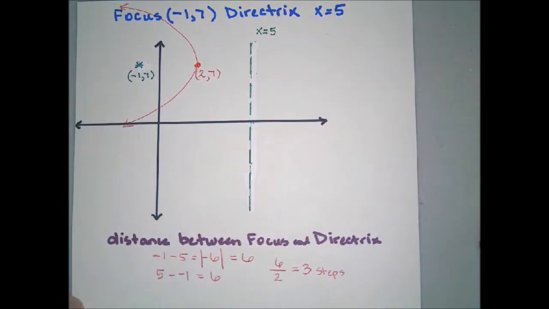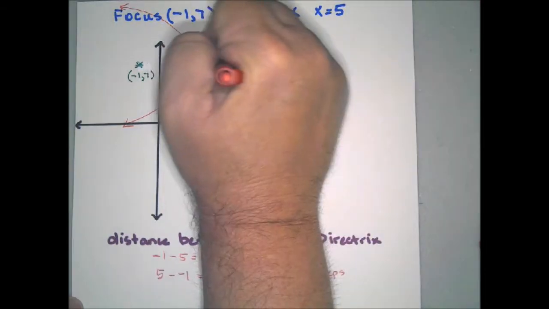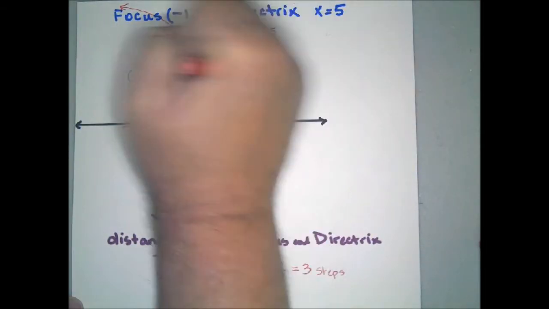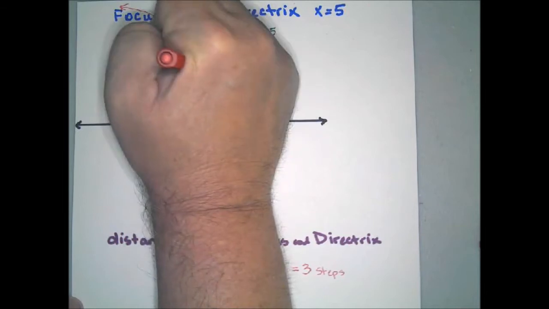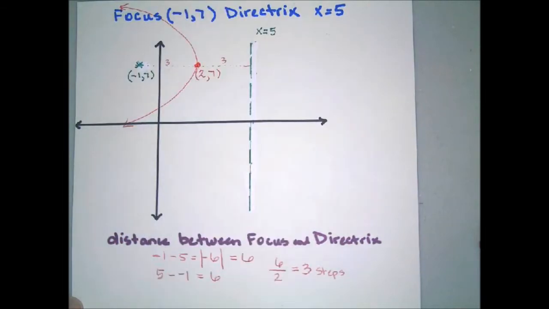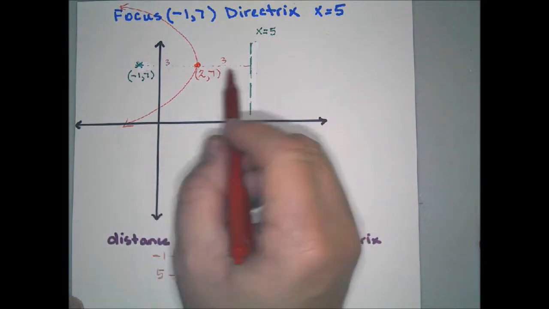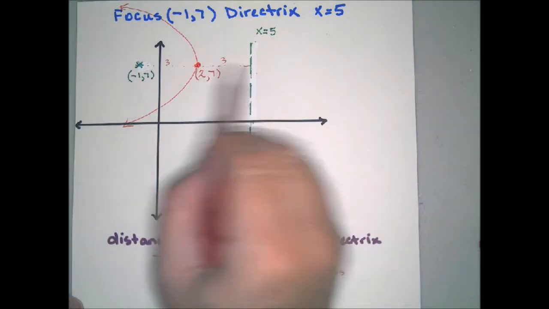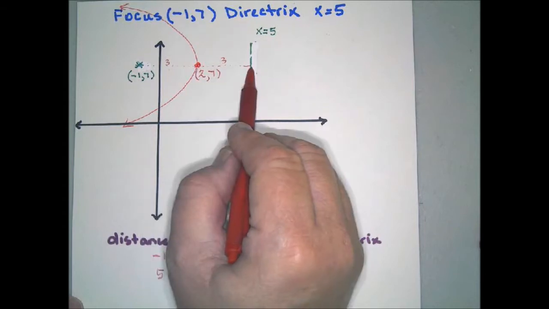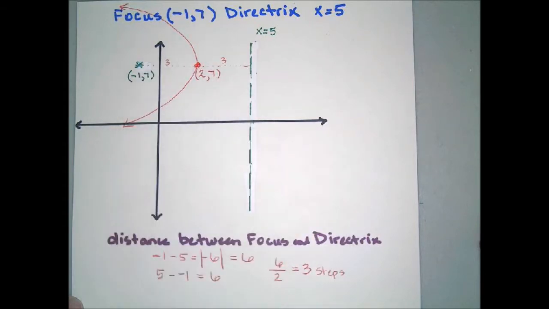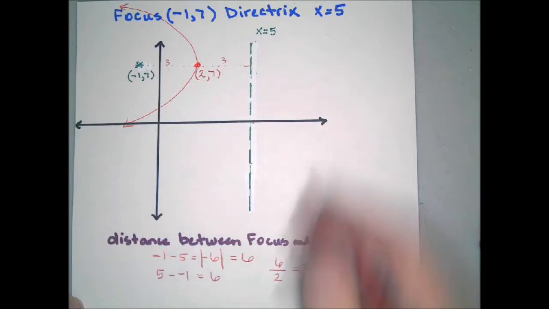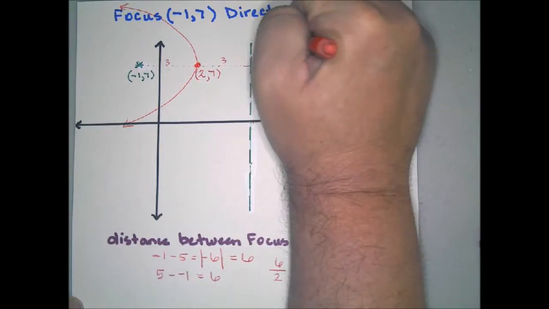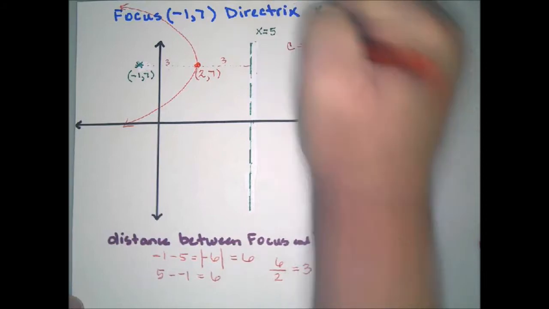It's at 2, 7. Well, there was something else about those 3 steps. When we took those 3 steps either way, that was actually the C value, because that's the relationship among parabolas. The distance from the vertex to the directrix and the vertex to the focus is the C. So what we know is C equals 3 in this problem.